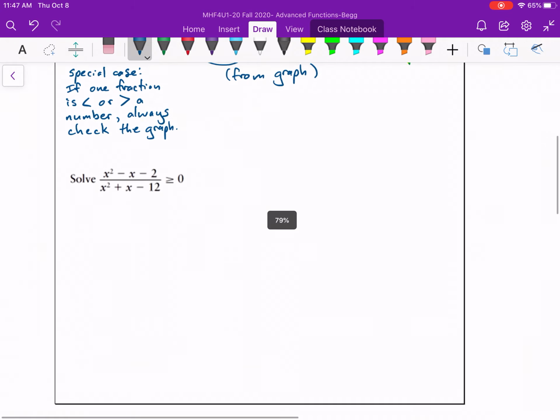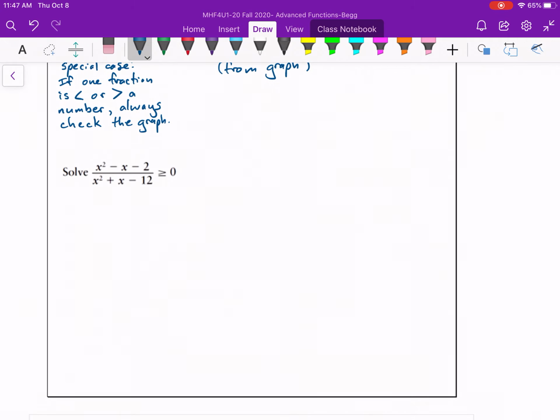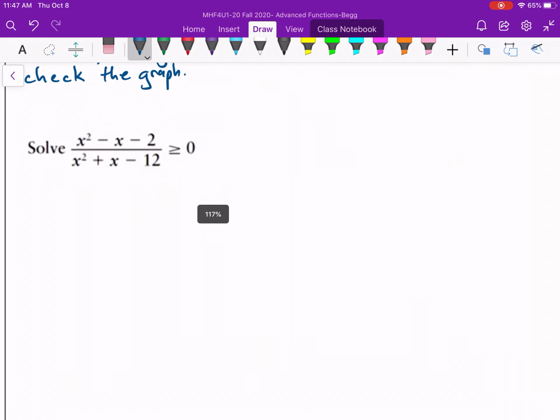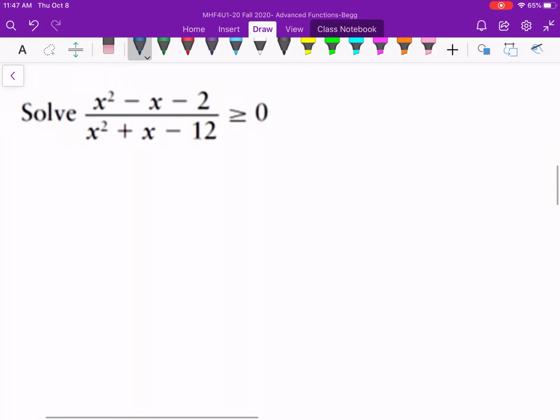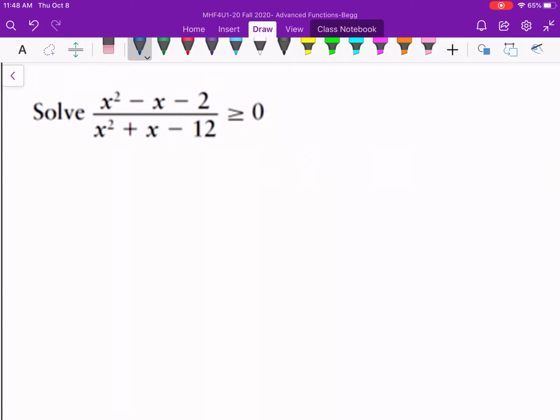But in this case, we're not just going to look at zeros, we're also going to look at asymptotes, because we know how asymptotes divide up a graph. We also know that when we're dealing with rational functions, we want to have things in factored form. So I'm going to rewrite this in factored form. And so the top factors as x minus 2 times x plus 1. The bottom factors as x plus 4 times x minus 3.